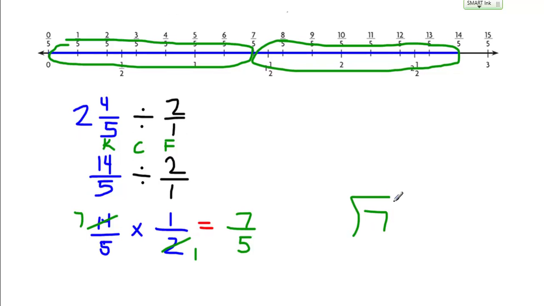To do that, we'll take the numerator and divide it by the denominator. 5 is going to go in once, and we'll get the 2 left over, so it's going to be 1 2/5.